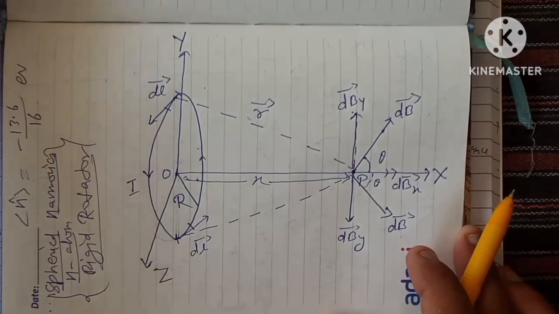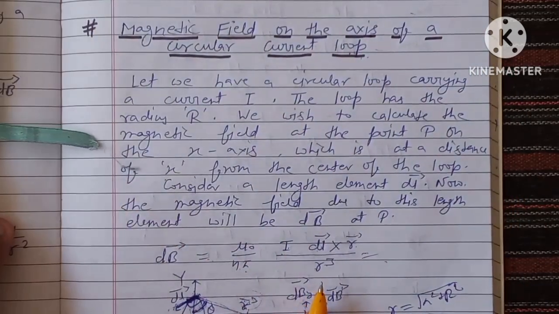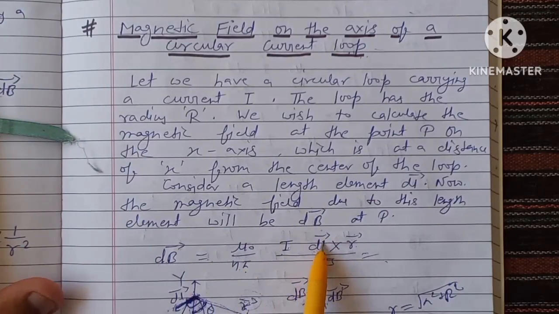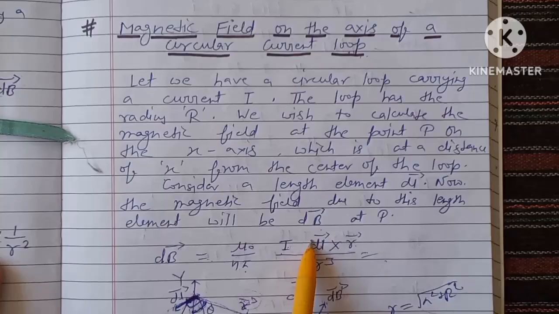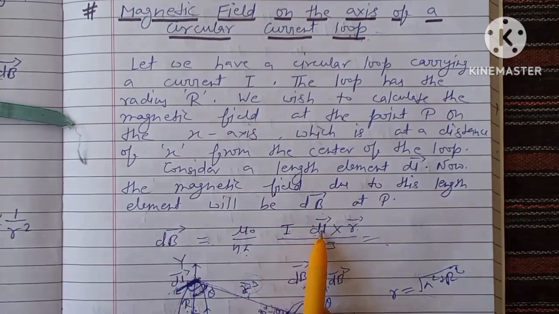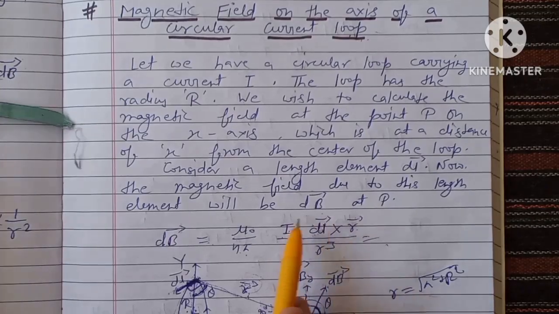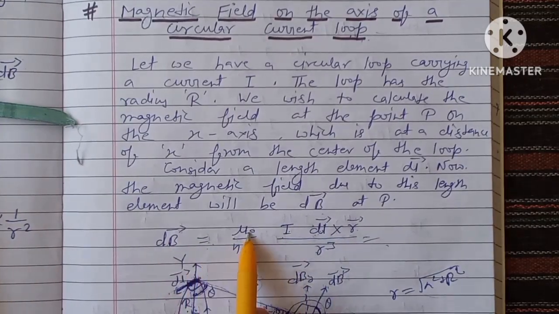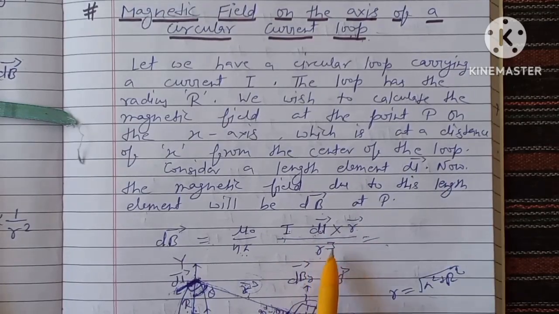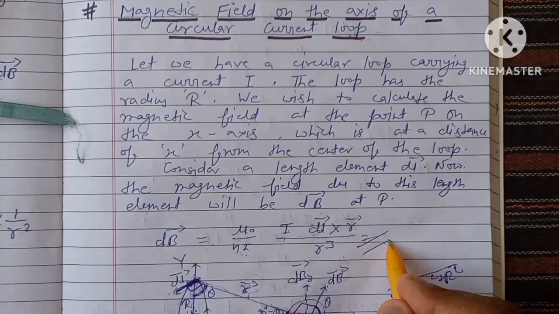So according to Biot-Savart's law, we know that this dl vector will produce a small magnetic field at this P point, and that magnetic field is given as dB vector is equal to mu naught divided by 4 pi, I dl vector cross r vector divided by r cube, from our Biot-Savart's law.